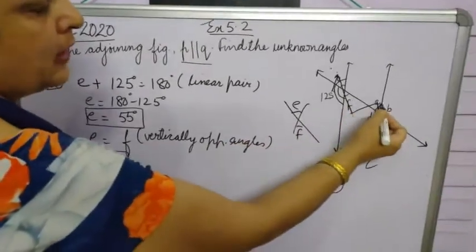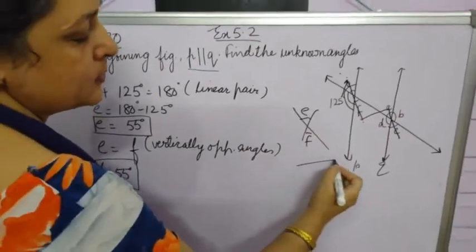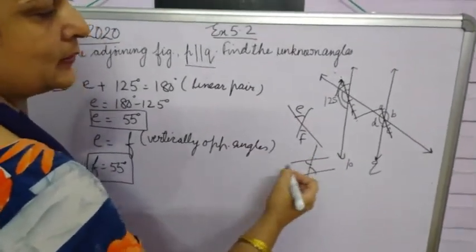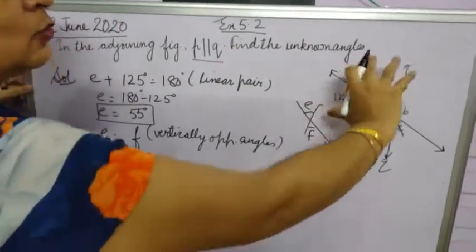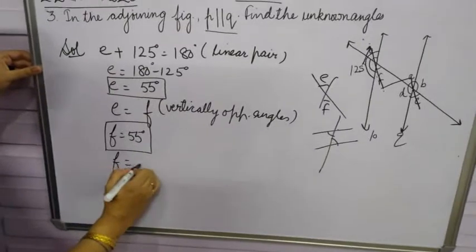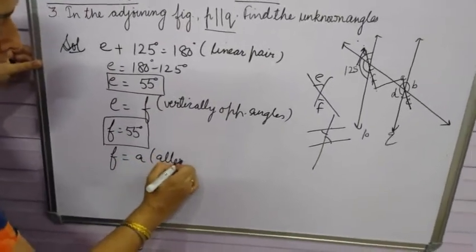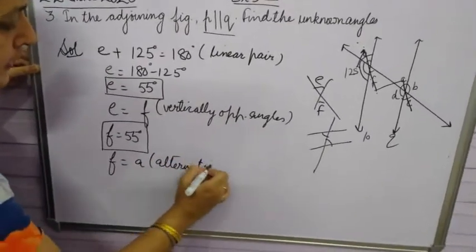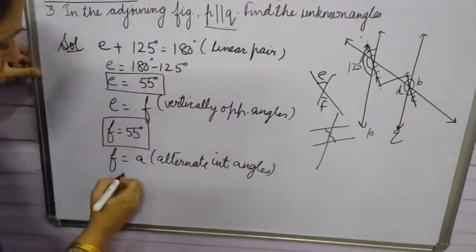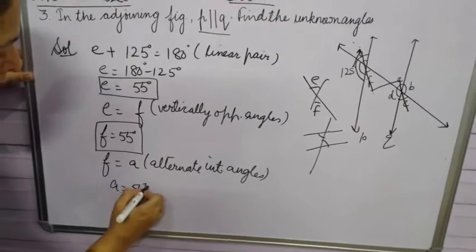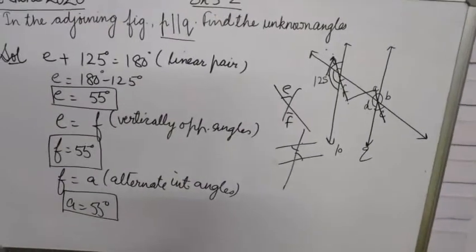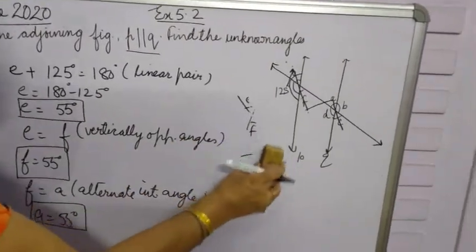Now what about F and A? When two lines intersect, these are parallel, then angles like this are alternate interior angles. You can even turn your book and see the figure like this. So angle F is equal to angle A because these are alternate interior angles. So angle A is also equal to 55 degrees. See, three angles we have found till now: angle E, angle F, and angle A.